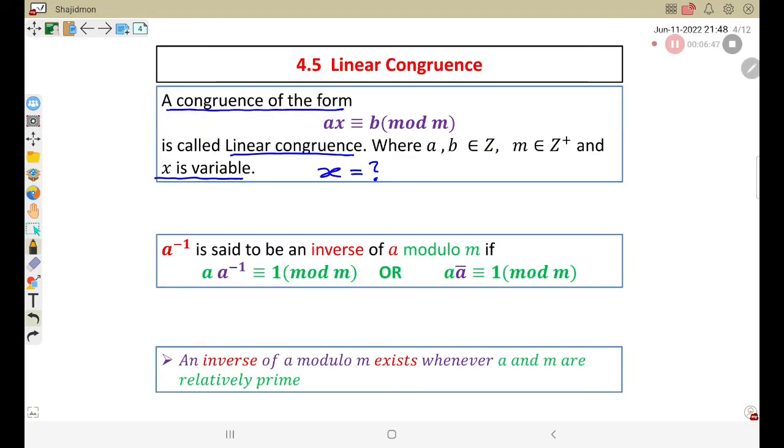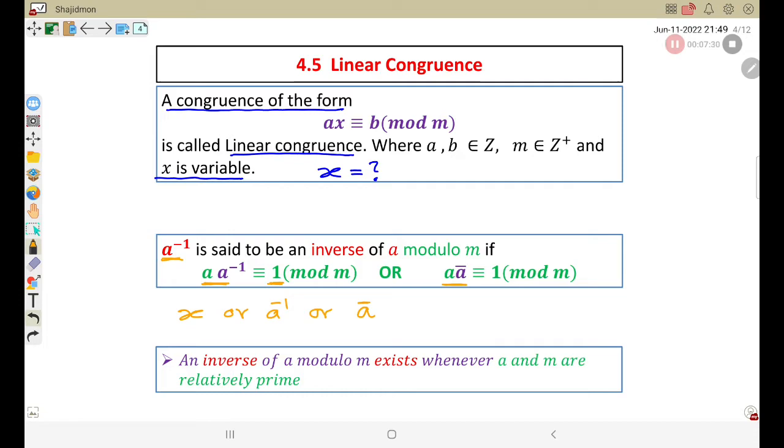So if you get a congruence equation Ax congruent to 1 mod M, what is x? As I just told you, it is written here: A inverse is said to be an inverse of A modulo M if A multiply A inverse is congruent to 1 under modulo M, or we use the symbol A multiply A bar or A dash congruent to 1 mod M. So instead of x, we can use the A inverse symbol, or commonly the A bar symbol or A dash symbol.